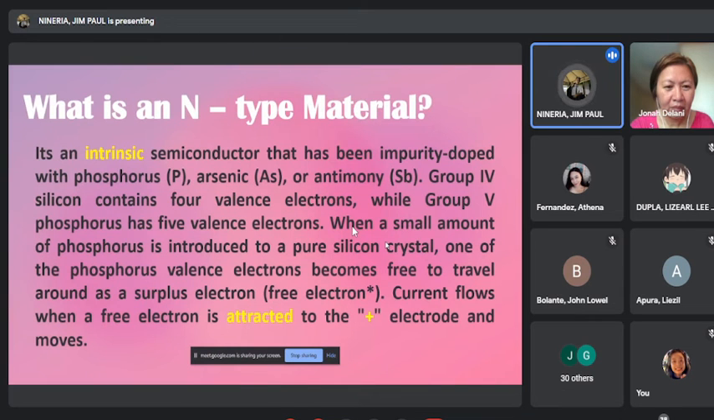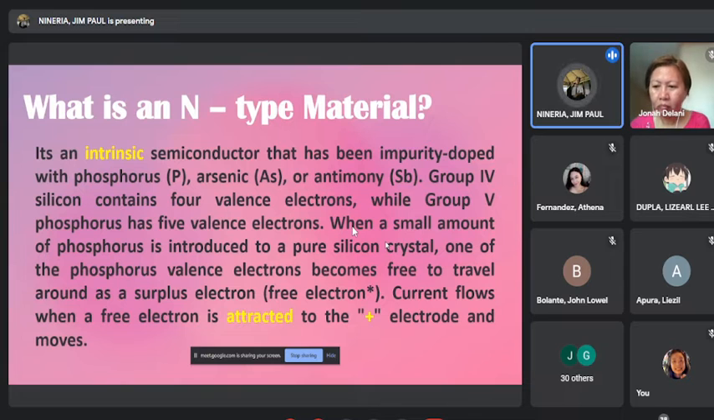So first, before we go on, let's talk about what N-type and P-type are, in order for us to have an idea of what we are going to talk about. So what is an N-type material? It is an intrinsic semiconductor that has been impurity doped. When you say intrinsic, it means it is made of only a single element of atom. Group 4, silicon contains 4 valence electrons.